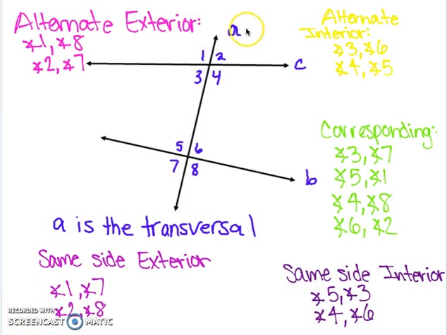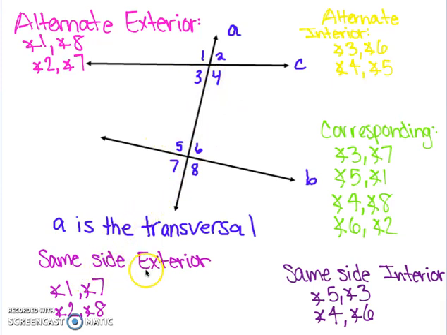We can see on this page that we have A is our transversal line, and it's cutting through lines C and B. Here are many of the different angles. We have alternate exterior, which would be angles 1 and 8. Alternate exterior, they're on the outside. And 2 and 7 would also be alternate exterior angles. Our alternate interior angles would be 3 and 6 and 4 and 5. Those are our alternate interior angles, and you can see they're all located on the inside.